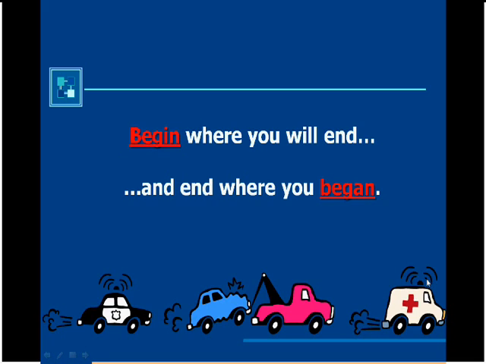So begin where you will end and end where you began. At the beginning you begin, and at the end you just state it again. In this case, it is like what I mentioned earlier about the introduction and conclusion. In the introduction you state something, you begin whatever you want to say, and then at the end, which is the conclusion, you just say again in a different way what you started at the beginning.